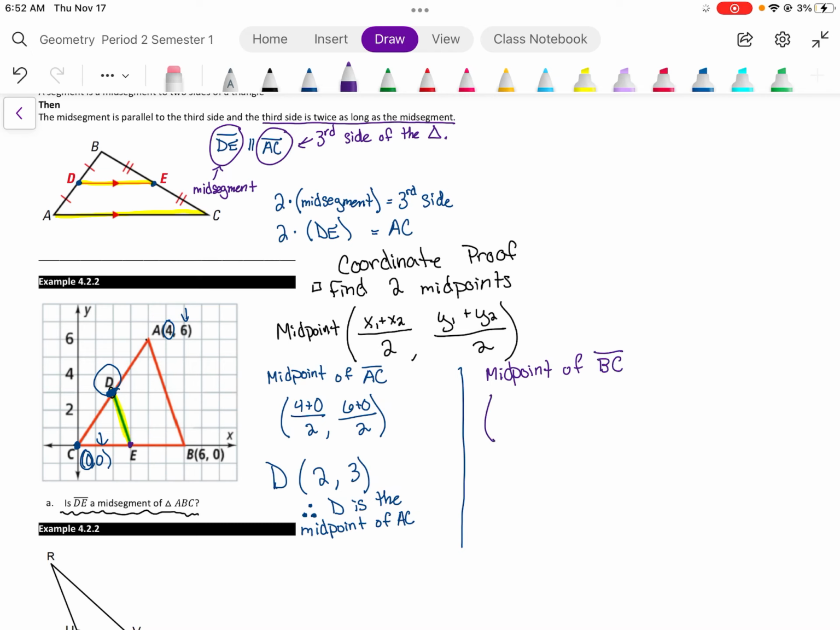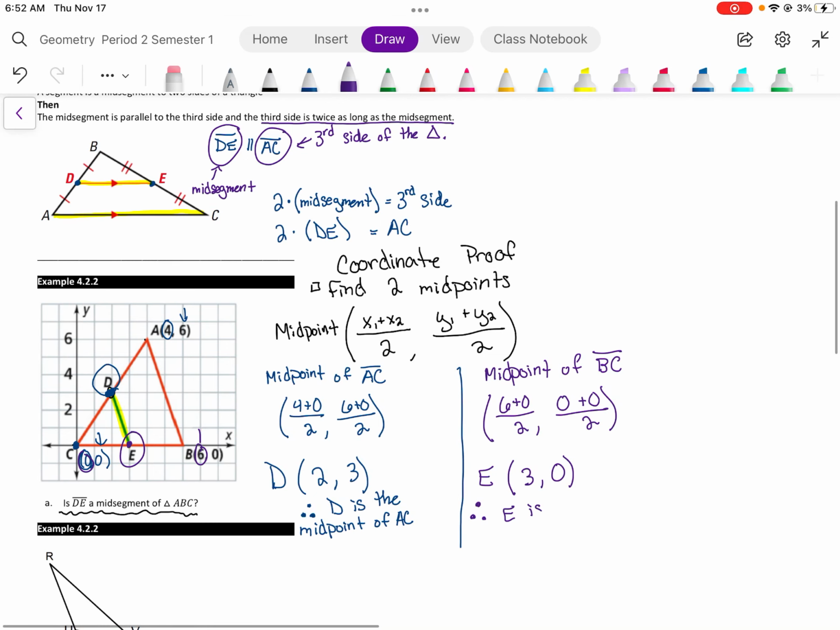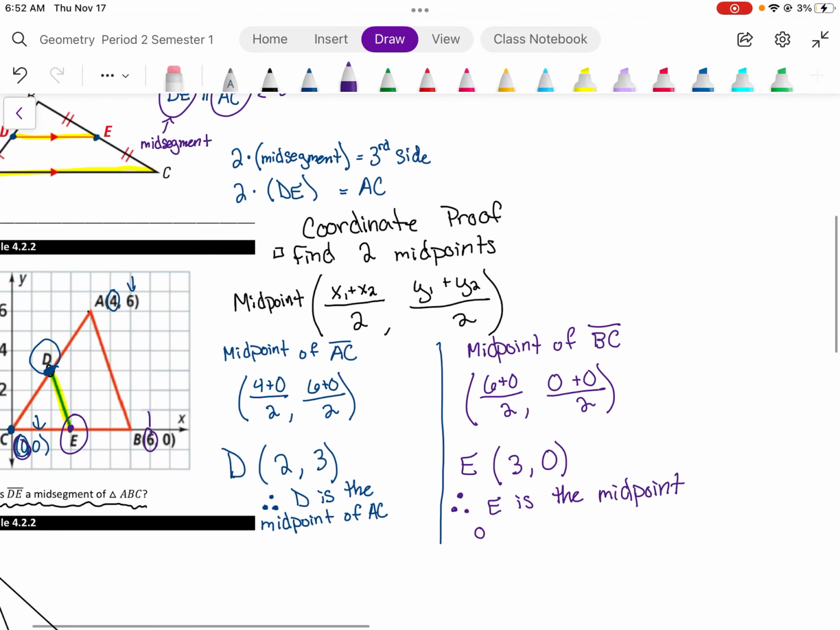And we're going to take those coordinate points, we're going to add our x's together, so 6 plus 0, divide by 2, add our y's together, 0 plus 0, divide by 2. And when we solve, we would end up getting 3, 0. And if we go on our coordinate grid and find 3, 0, that is point E. So we're just going to state really quick that, therefore, E is the midpoint of BC.